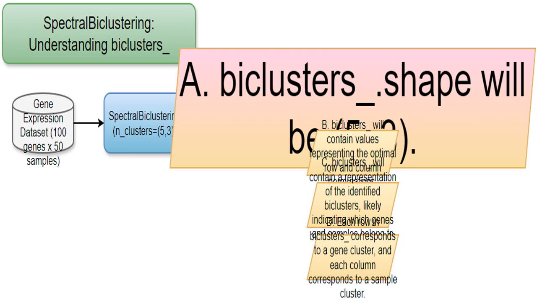The shape of BICLUSTERS won't simply be 5, 3. That just gives the number of clusters, it doesn't explain the actual membership. The shape of BICLUSTERS will depend on how the algorithm internally represents the assignment of data points to clusters. It could be a much more complex structure.